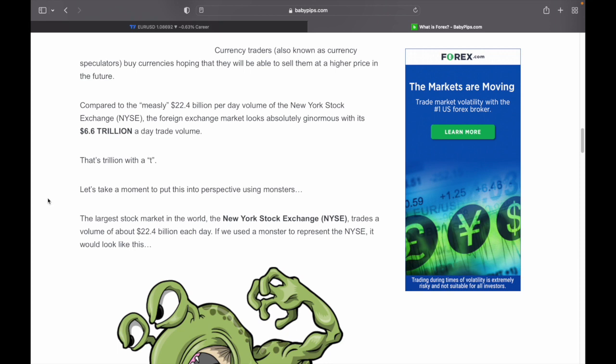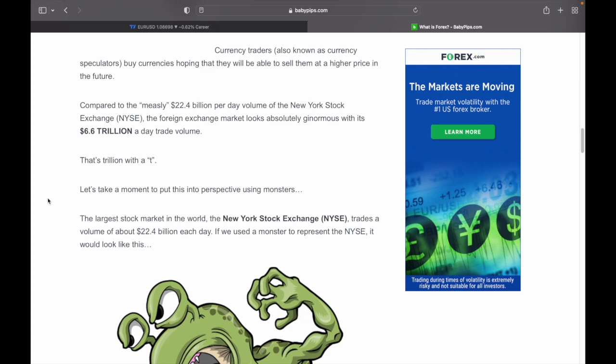Right? So think about stocks. You buy low, sell high. That's exactly what it's saying. Compared to the measly $22.4 billion per day volume of the New York Stock Exchange, the foreign exchange market looks absolutely ginormous with a $6.6 trillion a day trade volume. That's trillion with a T, right? So you guys have to think about this. This is actually a really big amount of money that flows through the Forex market daily. So there's a lot of chances for you to make a lot of money, and there's a lot of opportunity.